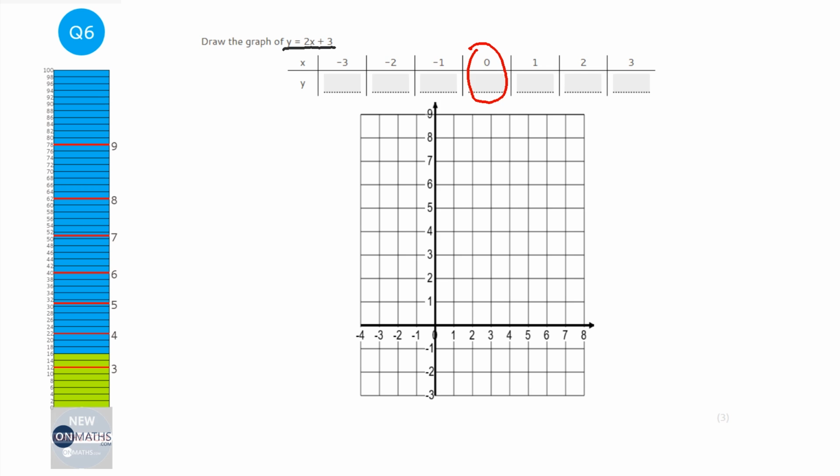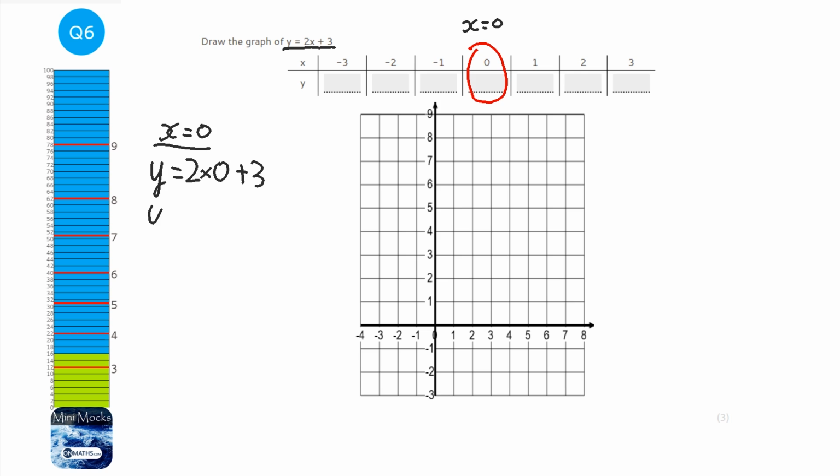So the top number, the 0, is the x, so this is when x equals 0. And what I'm going to do is I'm going to feed that into my equation. So when x equals 0, y equals 2 times x, so 2 times 0 plus 3. 2 times 0 is just 0, so y equals 3. Now you don't need to do this working out for every single number, but I'm just doing it to show you how I'm getting to the y. So I'm going to try the next one without any working out.